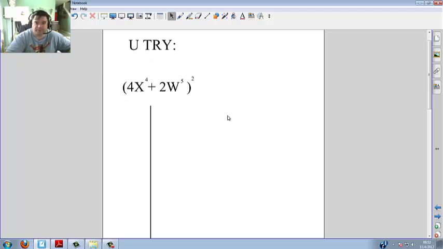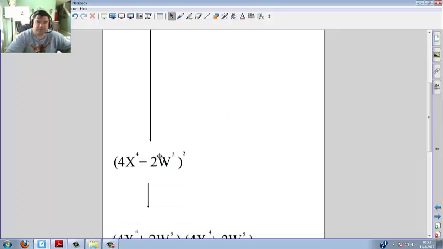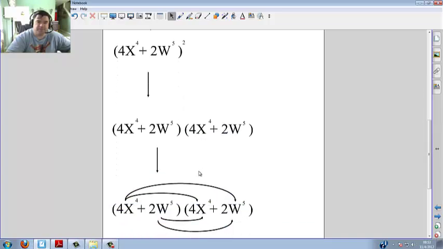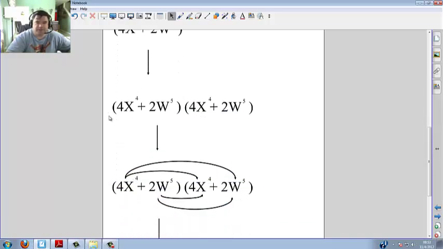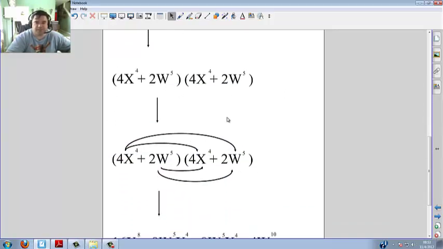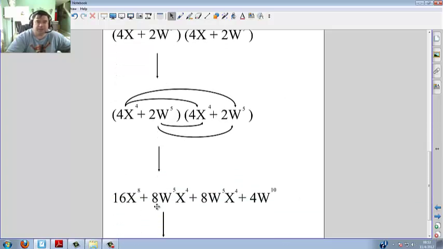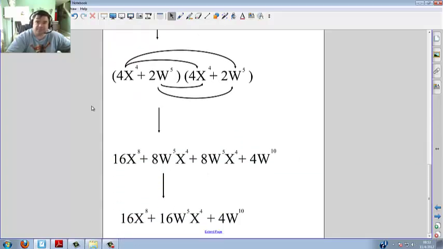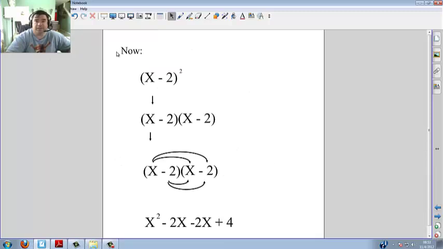Remember to make two of them. So you're going to split that into two pieces. And you go ahead and this times this, this times this, this times this becomes this, and these two combine to make 16. Alright. Now, x minus 2 squared, same idea.